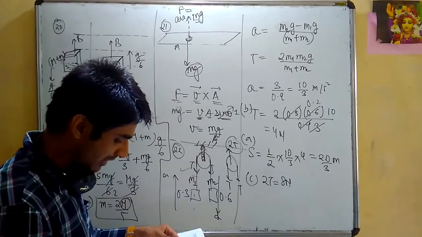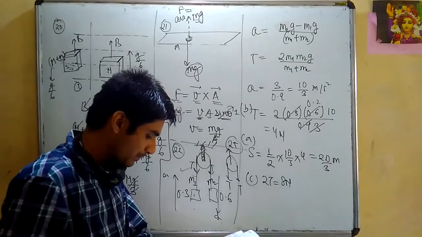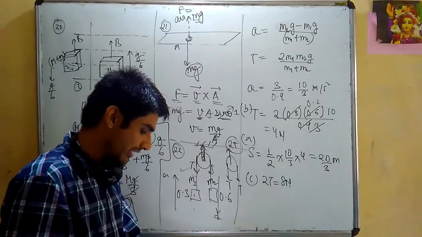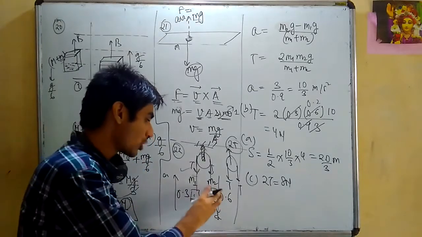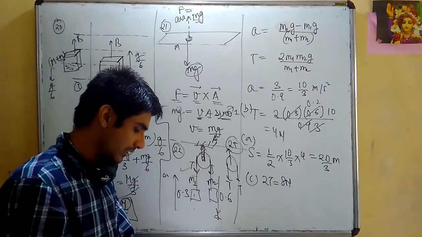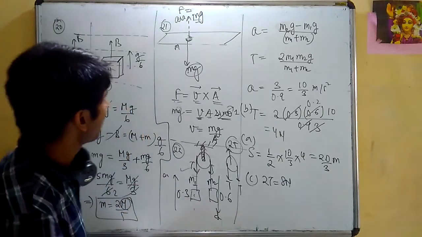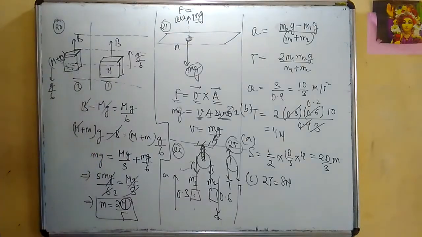Consider the Atwood machine of the previous problem. Again, the same Atwood machine you have to consider. Now it is said, larger mass is stopped for a moment 2 seconds after the system is set into motion. Find the time elapsed before the string is tight again. Okay, this is a little difficult question. I'll solve it separately here.